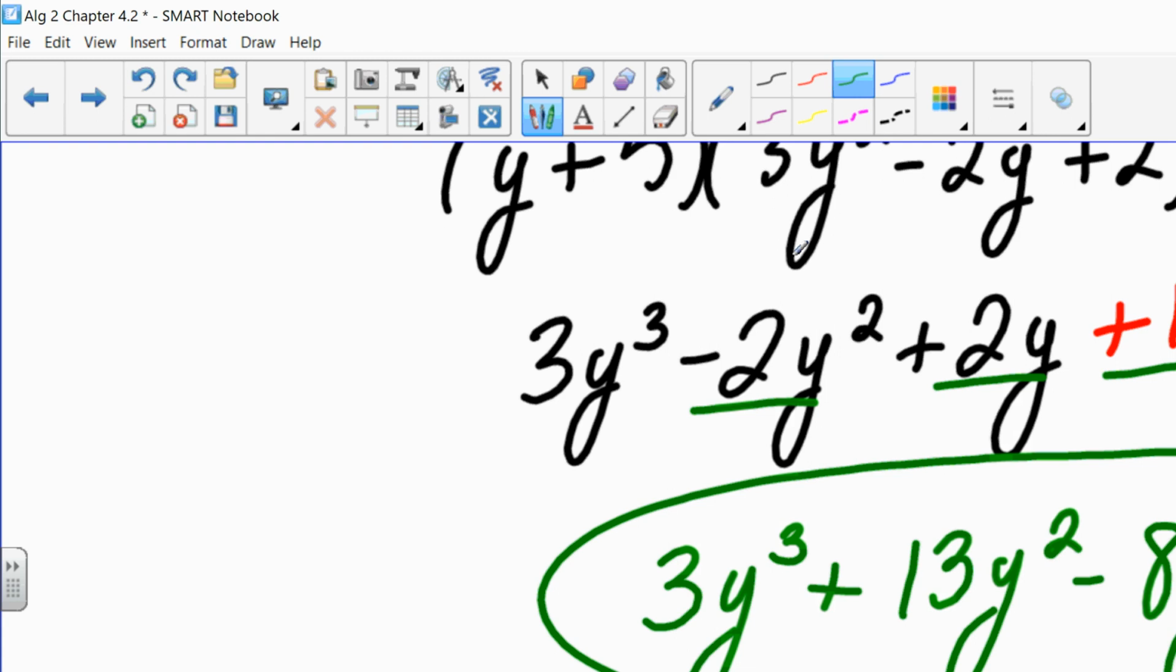Pick which way you like better, for any of these, horizontal or vertical. Pick which one you like better and do it, because no matter which way we pick, we will still get to the same answer. You'll still be able to get to the same answer.